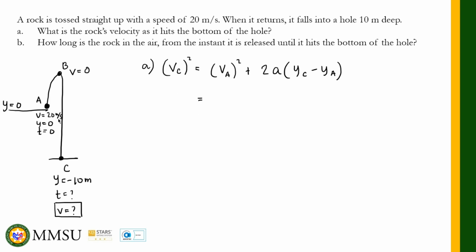The velocity at A is given as 20 meters per second, so this is (20 meters per second) squared plus twice the acceleration. Remember, this is a free fall, so the acceleration is negative 9.81 meters per second squared. y sub c is the position at C, which is negative 10 meters, and the position at A is 0 meters. 20 squared is 400, and negative times negative becomes positive. Using our calculator, we have 596.2.